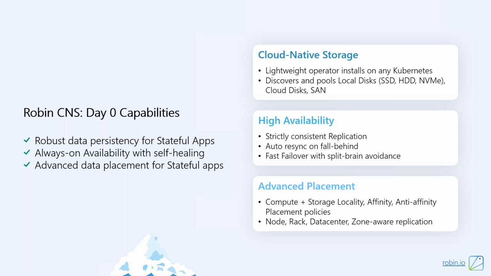And the third one here that is very important is the advanced placement policies, right? Like I said, sometimes you might want compute and storage locality, or you might want anti-affinity between specific volumes for a given application. You could say, for my MongoDB deployment, the replicas for the same shard should never be located on the same disk. Otherwise, it kind of defeats the purpose of replication. So you could state these policies for Robin, and we will make sure that your deployments adhere to these policies.